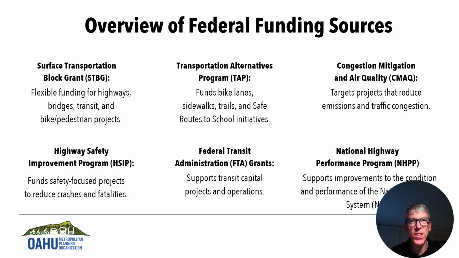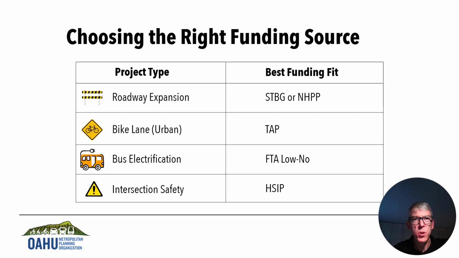As you can see, federal aid transportation projects are funded through a range of programs, each with a specific purpose. Safety may be a part of any improvement, and some programs like TAP support bike and pedestrian projects specifically. Each funding source has its own eligibility and requirements. Choosing the right funding source is a critical step in project development. The better the match, the smoother the path to funding and implementation.